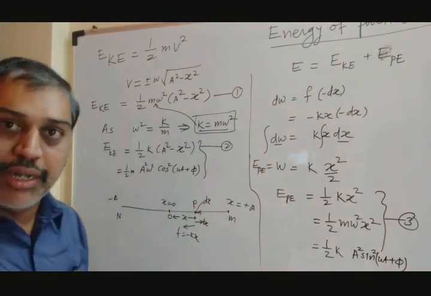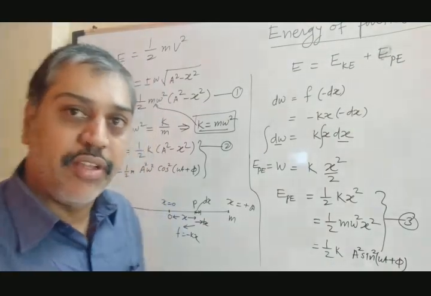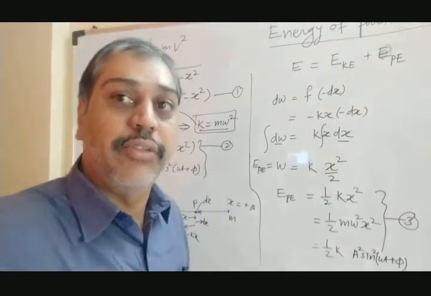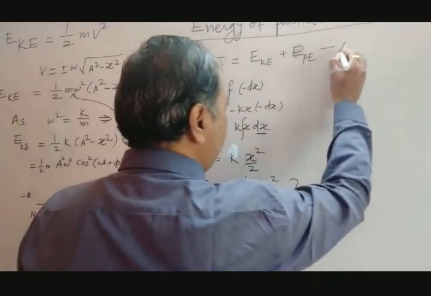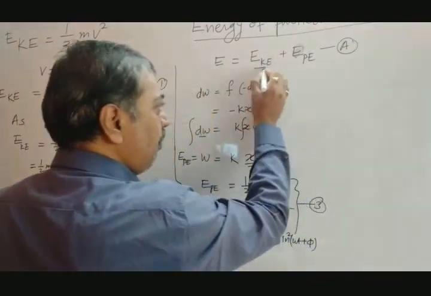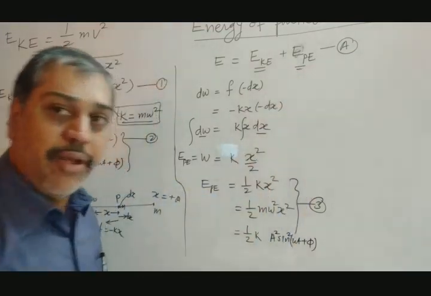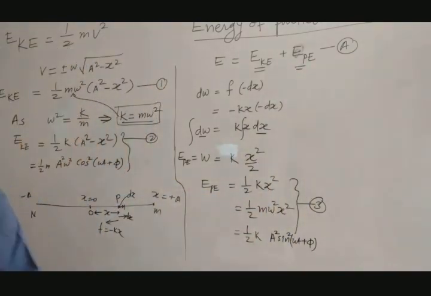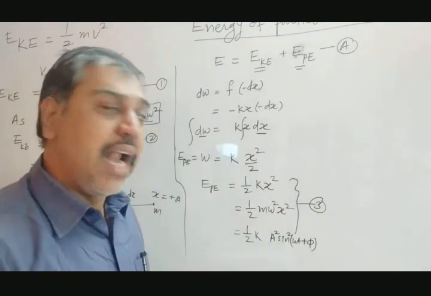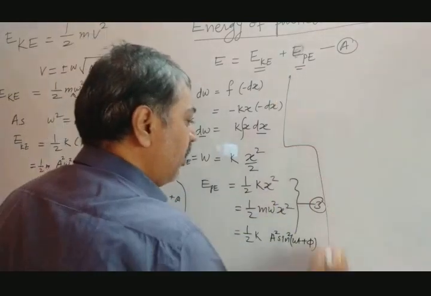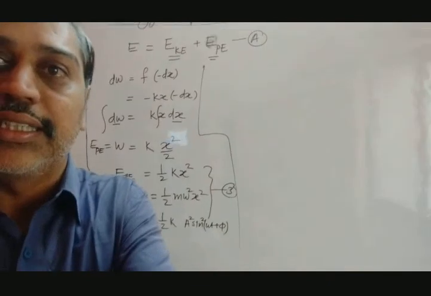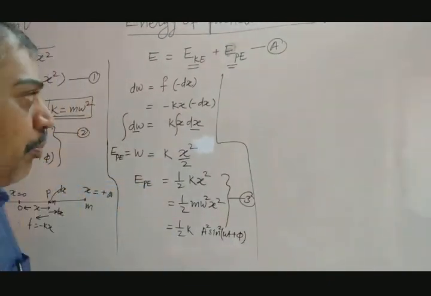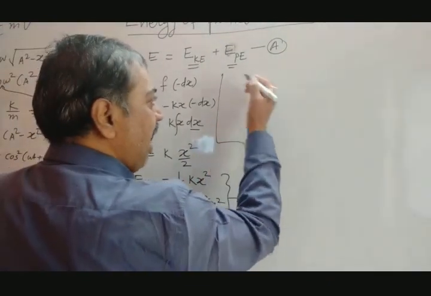So we have found both the terms, and as we have written the first equation, suppose I give that first equation the name A. Now we know the value of kinetic energy, we know the value of potential energy. Put both the values in equation A and rewrite the equation. What do we get? The total energy of the particle performing SHM that we can find out.